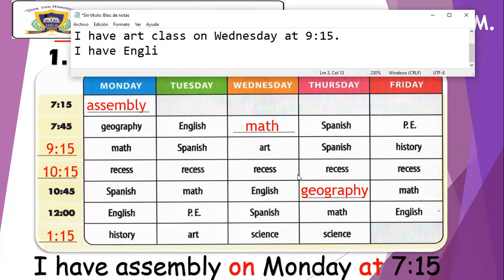I have English. Good. I have English class. Let me check. ¿Qué día? On. Bueno, tenemos varios días. A ver. Tuesday. I have English class all Tuesday. What time? At 12 o'clock. ¿Lo crees? El Tuesday, el martes. At 7:45, yes or not? Yes. Or a quarter to 8. Good. I have English class on Tuesday at 7:45.